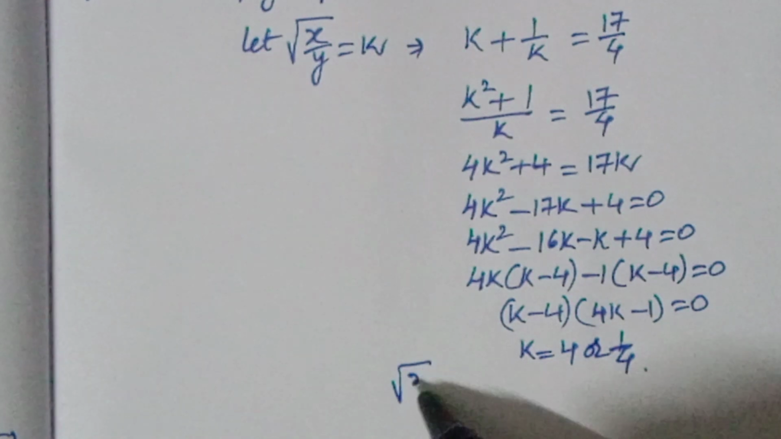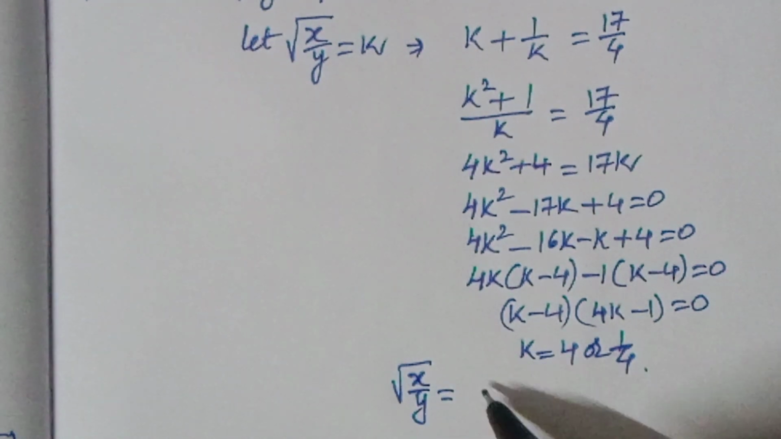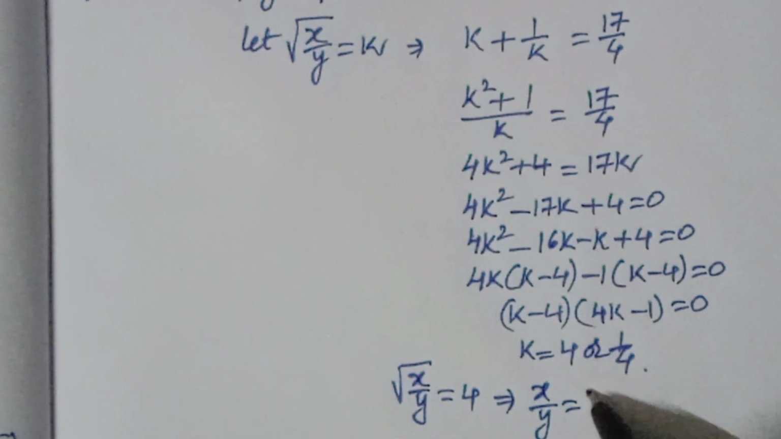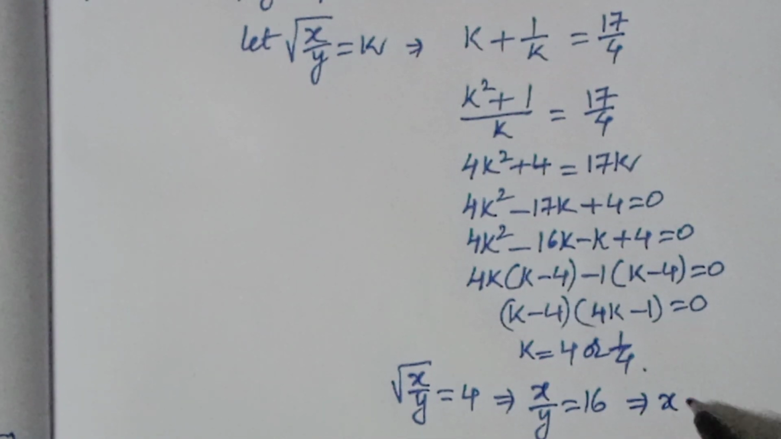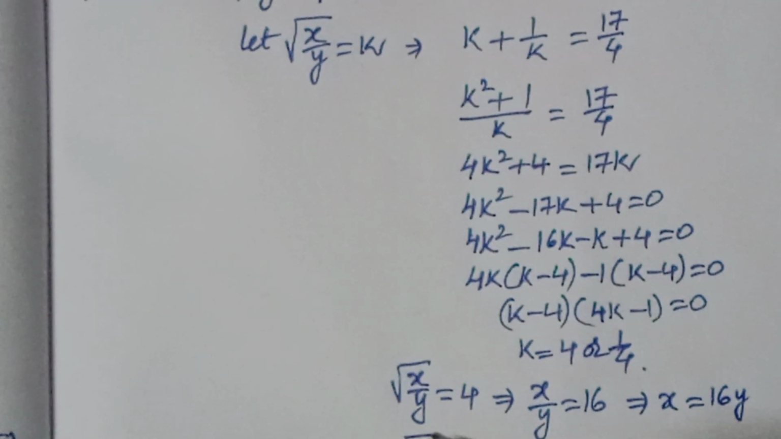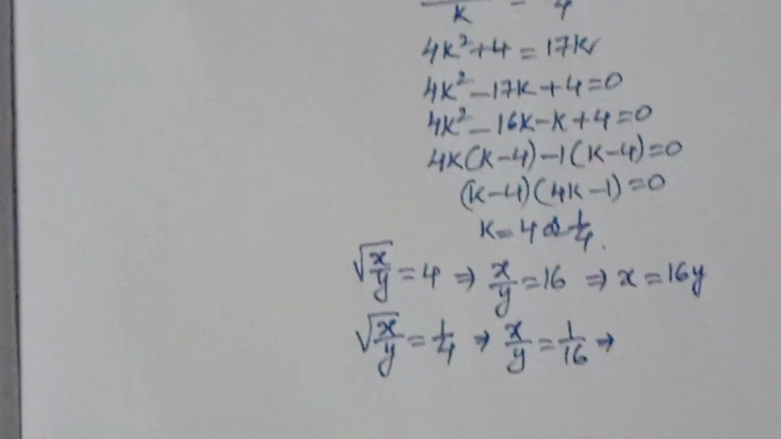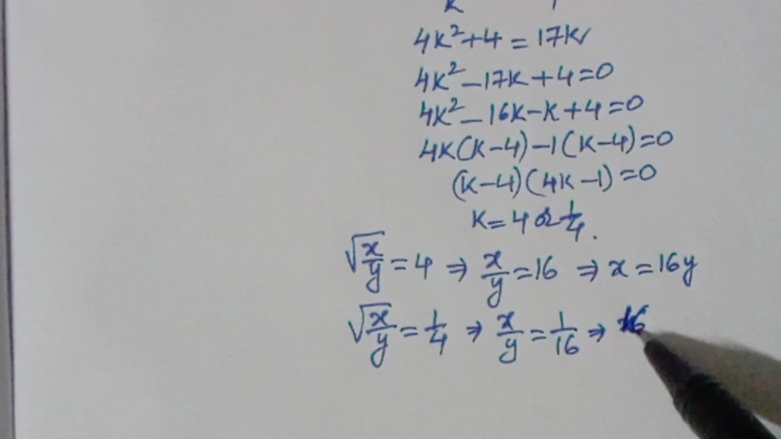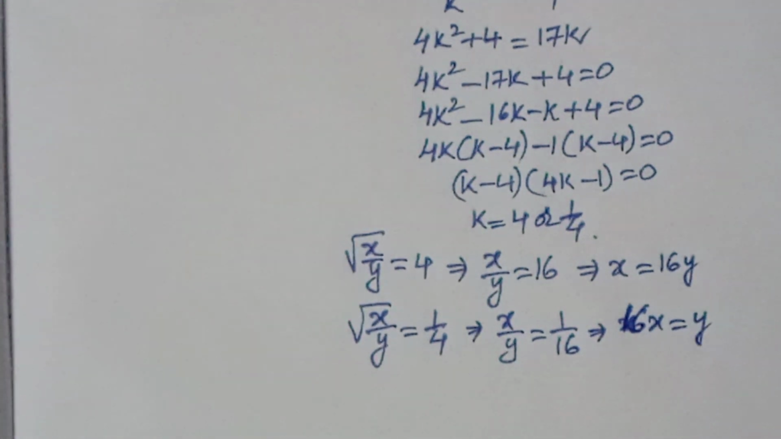So root of x by y is equal to 4. That implies x by y is equal to 16, that implies x is equal to 16y. If you take the second case, root of x by y is 1 by 4, so x by y is 1 by 16, which gives y is equal to 16x.